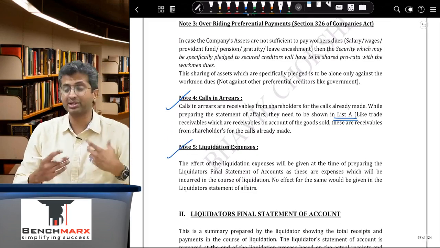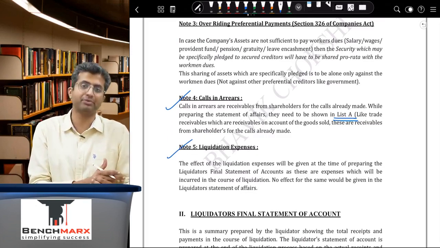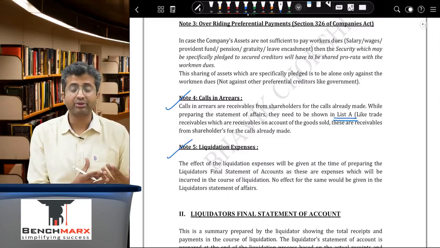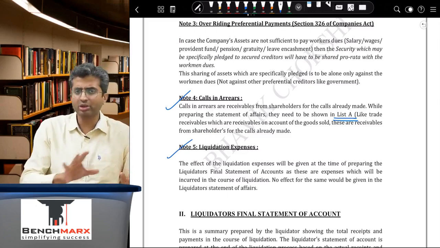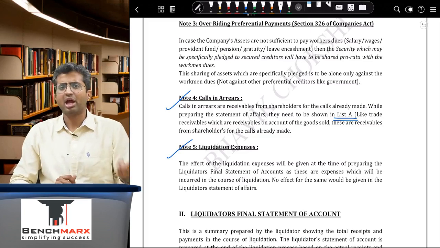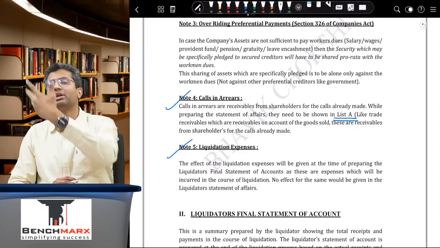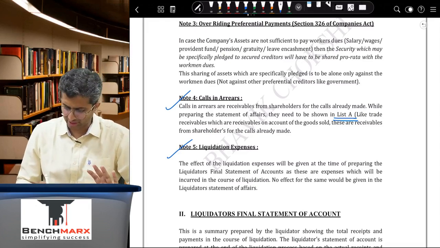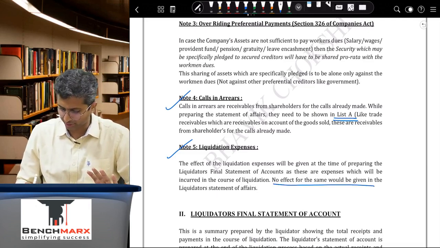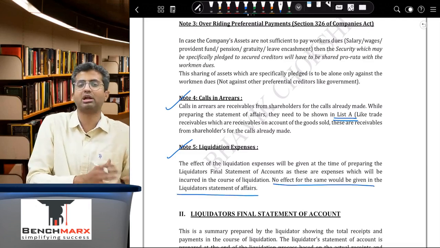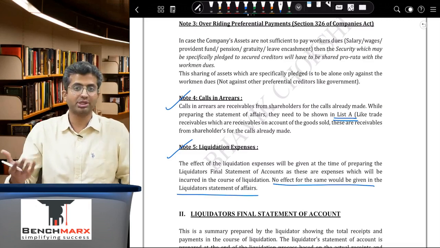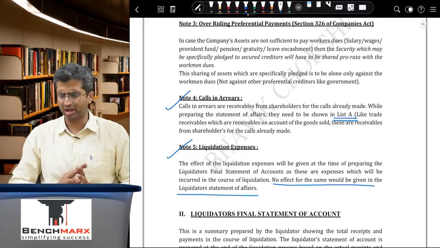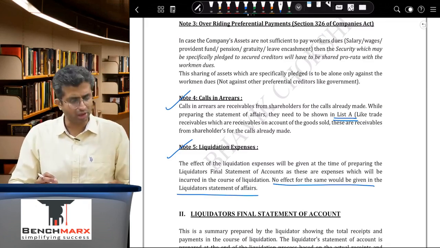Second is liquidation expenses. Well, we are still at the start of liquidation, and hence we have to ignore the liquidation expenses for the time being. They will be considered in the liquidator's final statement of account. Right now, they will have no effect in the liquidator's statement of affairs because you are just at the start. You're just giving a projection of what will happen if the liquidation goes through. These expenses have not even accrued.